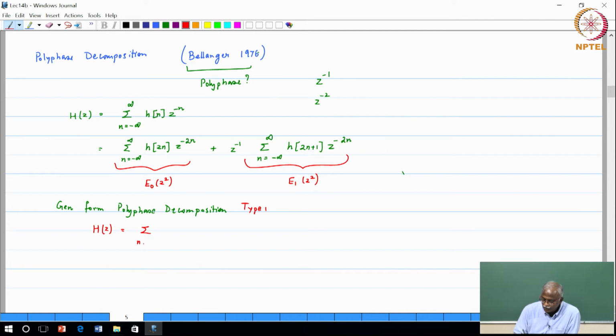Type 1 polyphase decomposition says take your filter Z transform and split it into summations. So, the sum over n equal to minus infinity to infinity of h of nM z power minus nM. So, I am taking all the Mth coefficients in the first summation. The second summation will be z inverse times the sum over n equal to minus infinity to infinity of h of nM plus 1, all of them offset from the Mth position by 1 unit of time, z power minus Mn.